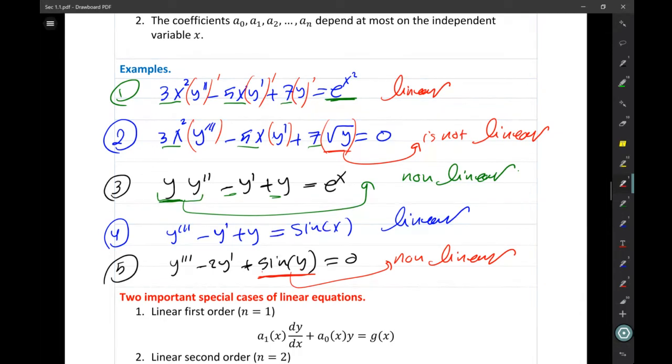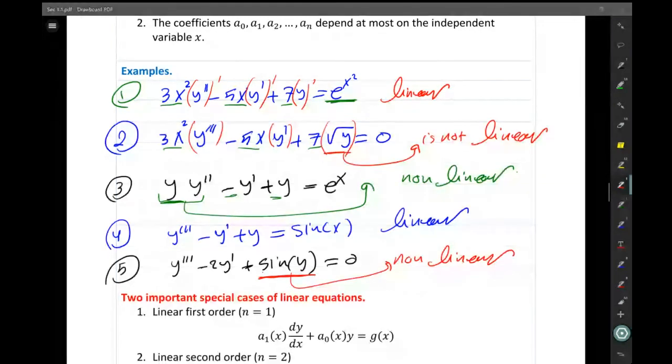Is it clear now how you can classify whether it is linear or non-linear? Is it clear how I can classify it as linear or not linear? Any questions?